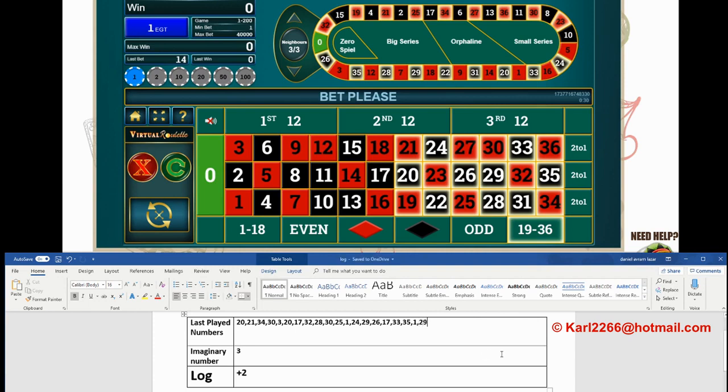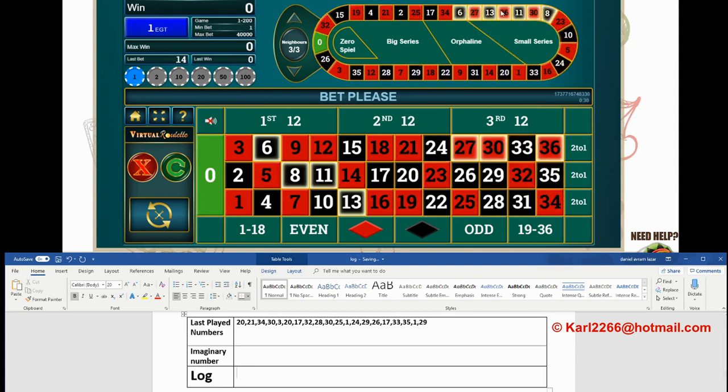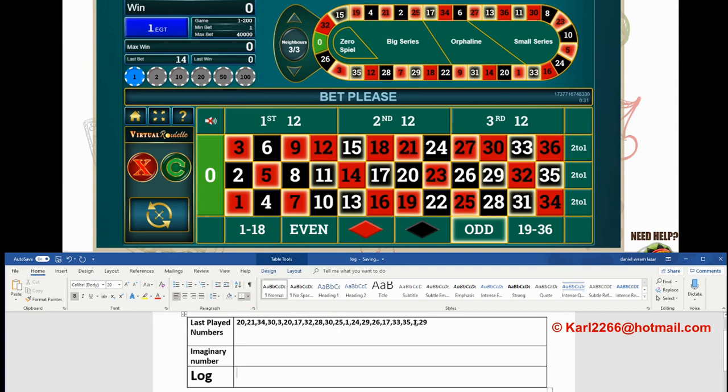Okay, what we see here is that the roulette did 35 plus 1, and that means 36, and the terminal from 36 is 29. So number 1 turned into the new logarithm plus 1. So we do the same. We do 29 plus 1, which is 30. We got a new imaginary number.